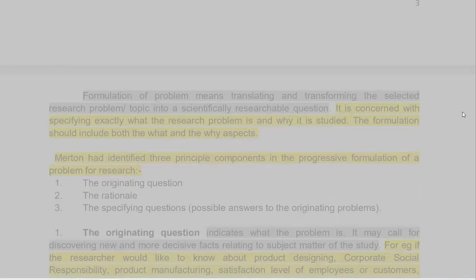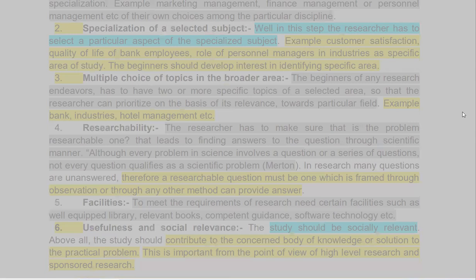2. Specialization of a selected subject. Example: marketing management, finance management or personnel management, etc., of their own choice within the particular discipline. 3. Well, in this step the researcher has to select a particular aspect of the specialized subject. Example: customer satisfaction, quality of life of bank employees, role of personnel managers in industries as a specific area of study. The beginners should develop interest in identifying a specific area.